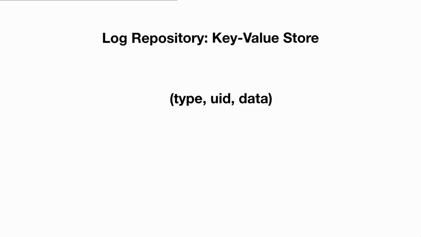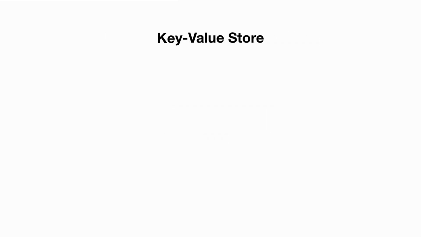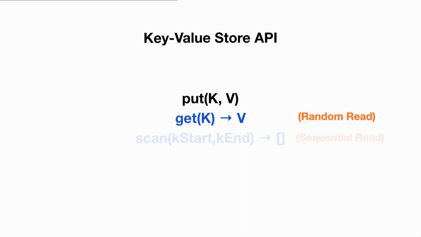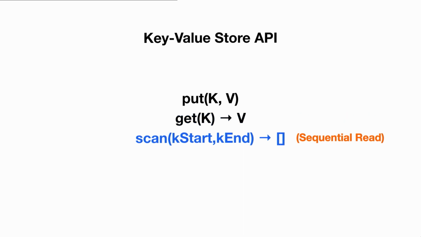Since we have three elements of each log repo row, we use these two to construct a sorted key value mapping from type and unique ID to data. Then we can put them in a key value store, which has a really simple API. It's a type of database kind of like a map or a dictionary, if you're familiar with. We can place one key value pair in there, also known as a write. We can get a value for a key out of the key value store, also known as a random read. And then if we have a sorted key value store, we can find all key value pairs between two keys, also known as a range query or a sequential read.